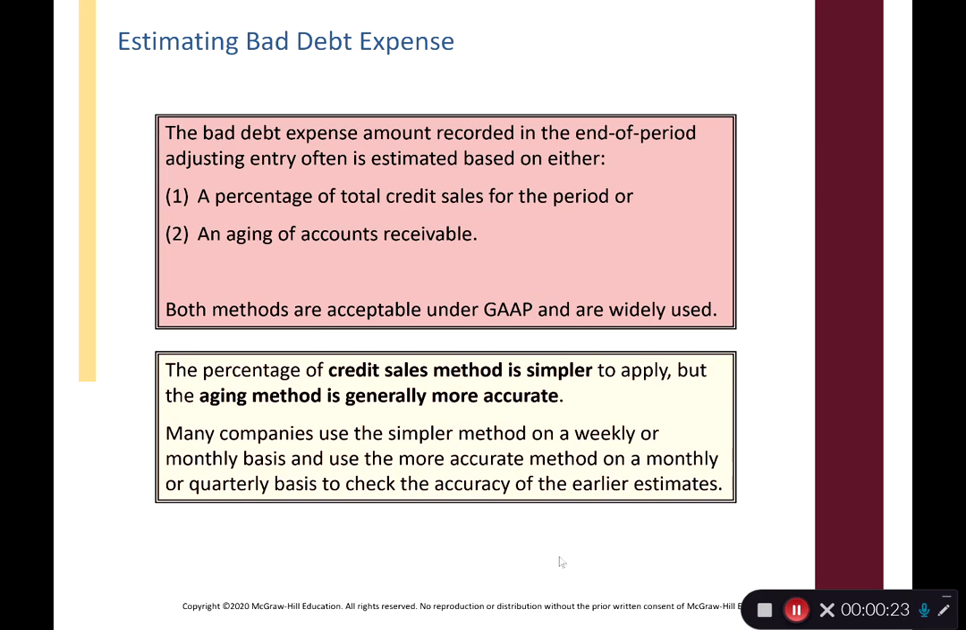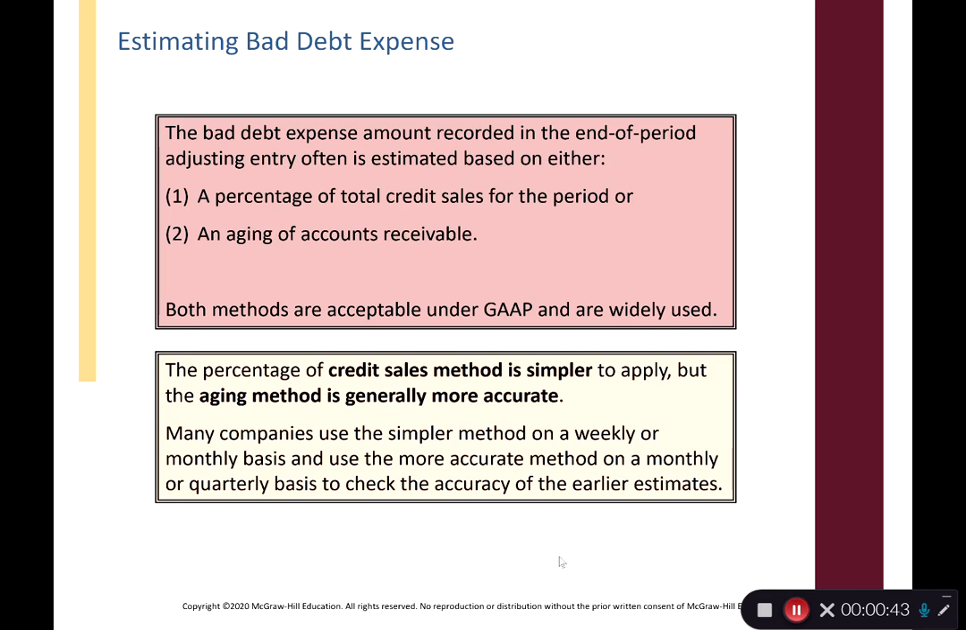So the bad debt expense is recorded at the end of the period. We need to make an estimate because we don't know who those deadbeats are at the time of the sale. And there's two methods we can do our estimations. One is a percentage of total credit sales, and the other is using the aging method. Both are acceptable under GAAP and widely used.